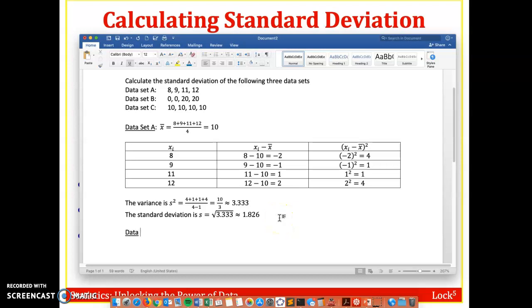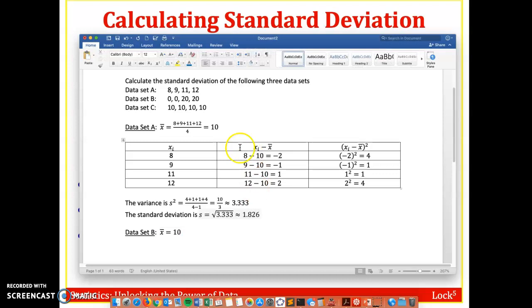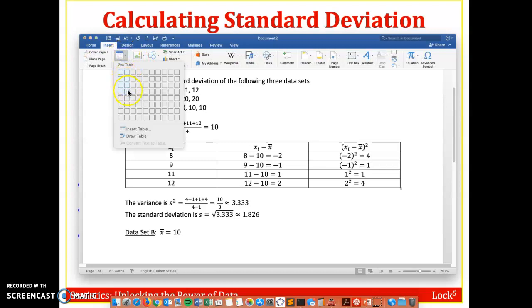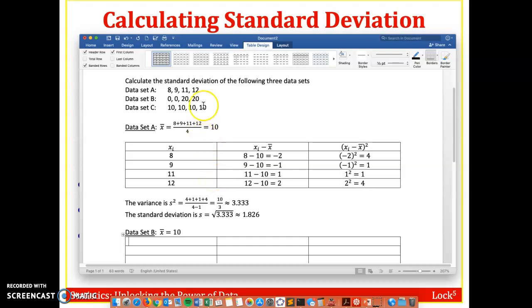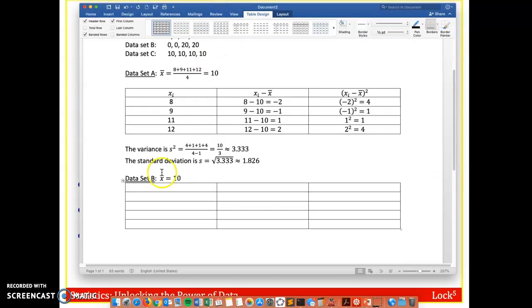So if we do data set B, here we have the mean of this data set. If you add these up, 0 plus 0 plus 20 plus 20 divided by 4, we get 10 again. I expect these averages to all be the same. And if we do the same thing, insert a table. Make this a little bit bigger. All right, so here we've got the same exact setup. We're going to start right here.